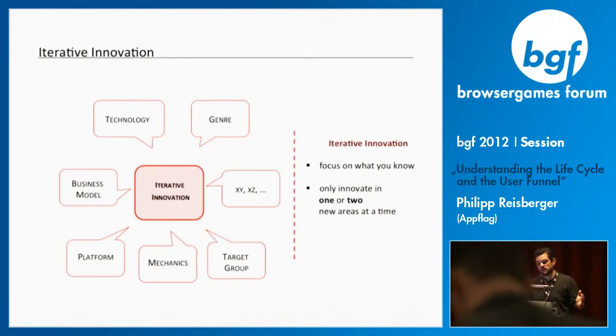If you got 10 projects, have 2 projects that are really out there, that are reinventing the wheel, but the other projects be a little bit more conservative. Because if you've already built a successful game, do not try to really reinvent the wheel.